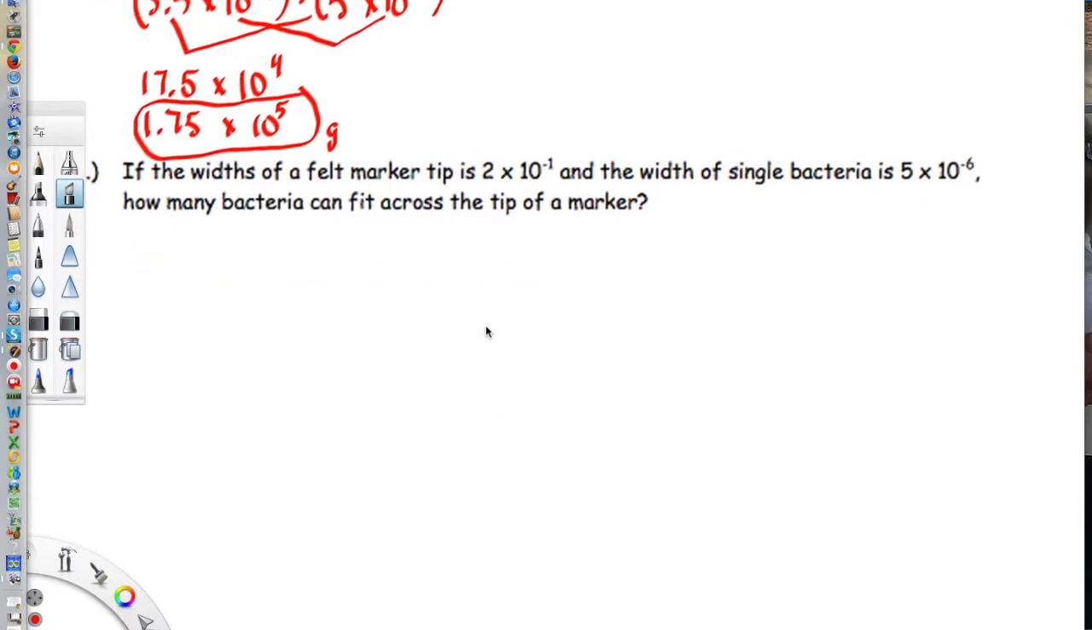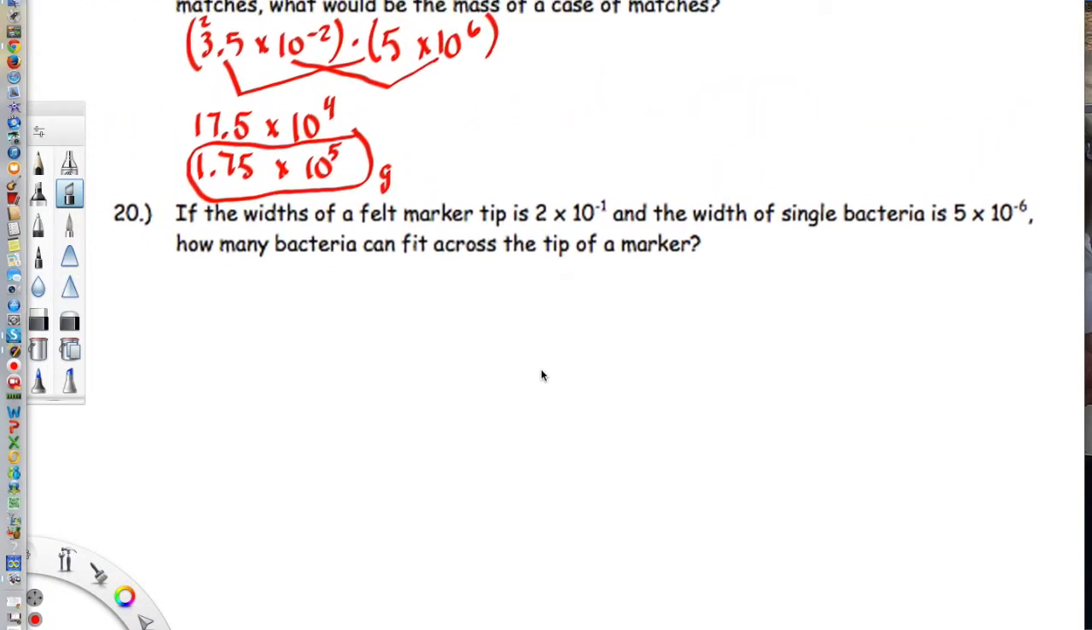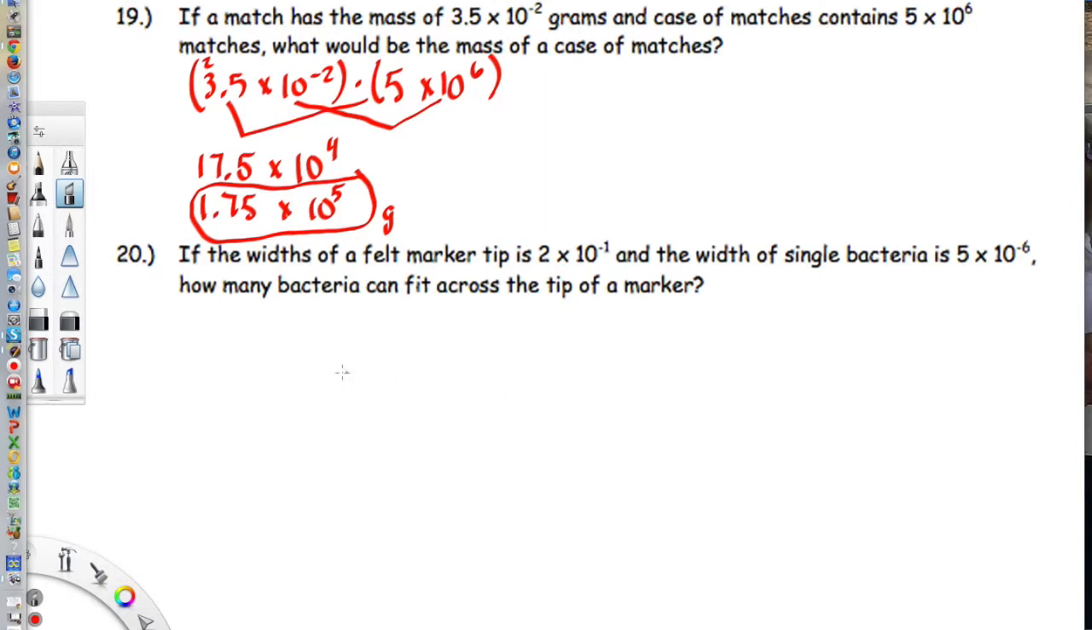Let's look at the next one, number 20. Number 20 says, if the width of a felt marker tip is 2 times 10 to the negative 1 centimeters, I guess. Sorry, there's no unit of measure. And the width of a single bacteria is 5 times 10 to the negative 6. How many bacteria can fit? Okay. How many can fit across? So this is a division problem. Okay, the width is 2 times 10 to the negative 1st divided by 5 times 10 to the negative 6th.